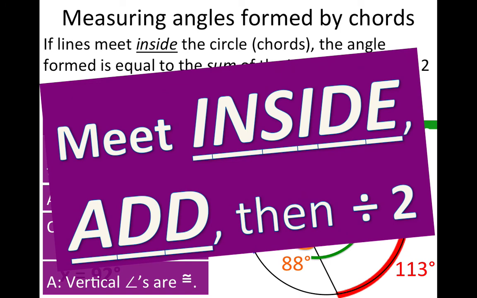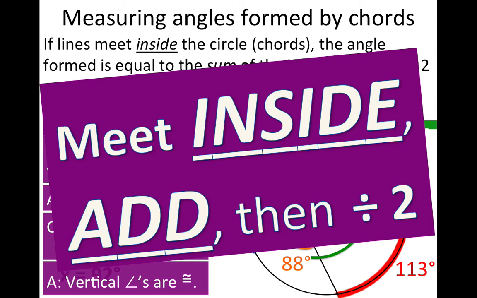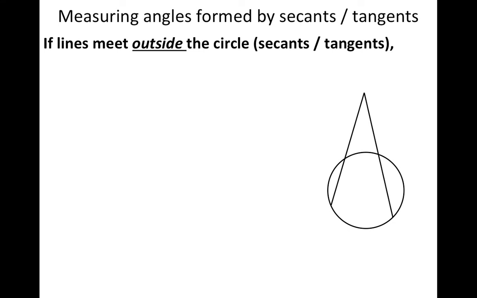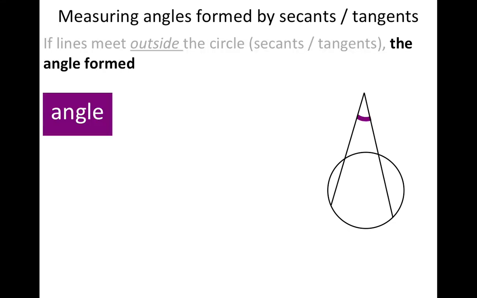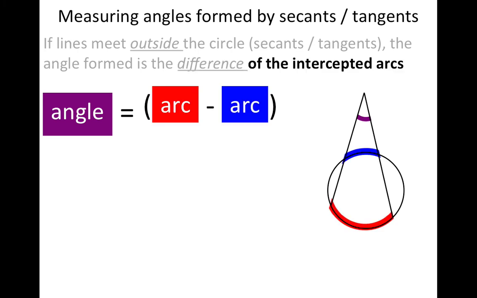The key thing to remember is if they meet inside, then I add the arcs and divide by 2. If they meet inside the circle, I add the arcs and then divide by 2. Now we can talk about angles formed outside of a circle. And if lines meet outside of the circle, then the angle itself is equal to the difference of my intercepted arcs divided by 2.